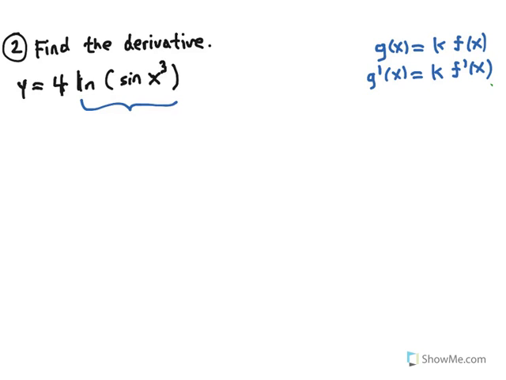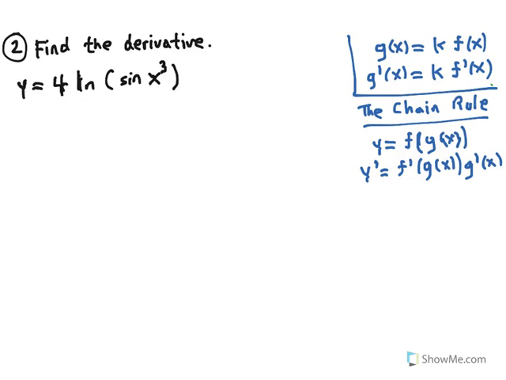Now when you look at the natural log of sine of x cubed, you can see that you have a composition of 3 functions. So you'll have to use the chain rule here to find the derivative of the natural log of sine of x cubed, and you'll have to use the chain rule twice. So let's see what functions we have in our composition of 3 functions.